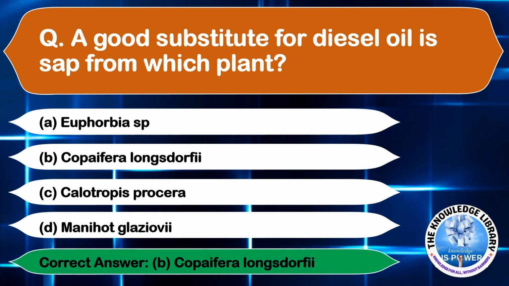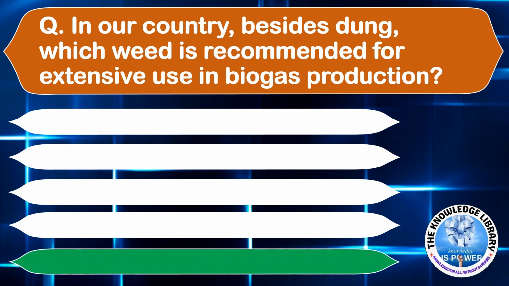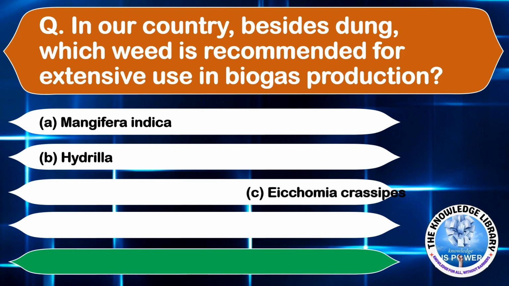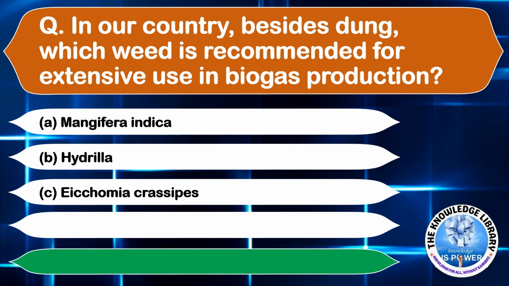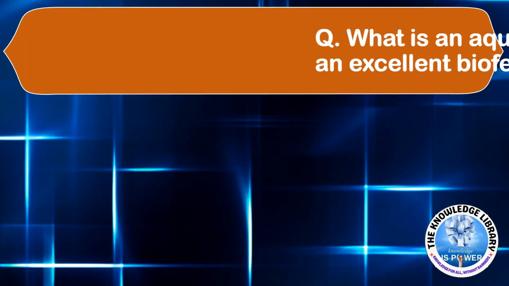The next question is, in our country besides dung, which weed is recommended for extensive use in biogas production? Option A, Mangifera indica. Option B, Hydrilla. Option C, Eichhornia crassipes. And option D, Solanum. The correct answer is option C, Eichhornia crassipes. Moving on to the next question.